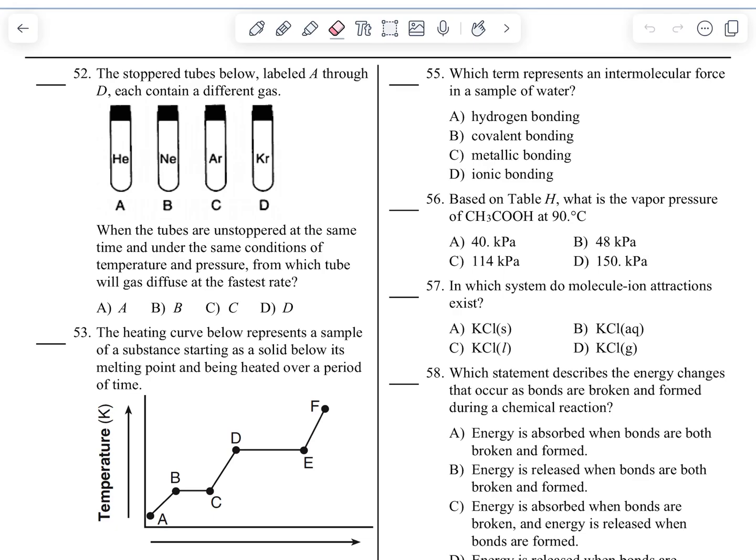When I say lightest, I mean go to the periodic table, which I am grabbing. You don't need me to scroll there. Helium has a mass of 4. Neon has a mass of 20. Argon has a mass of 40. Krypton has a mass of 84. So the fastest rate is going to be the lightest, which is choice A.